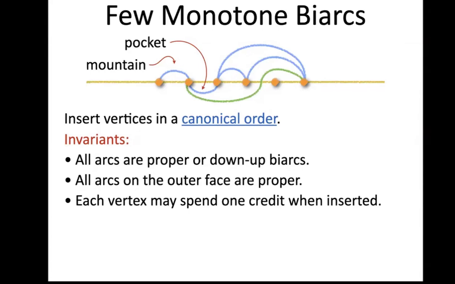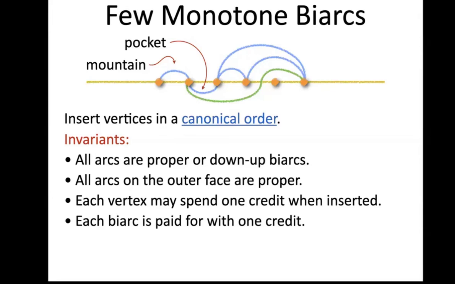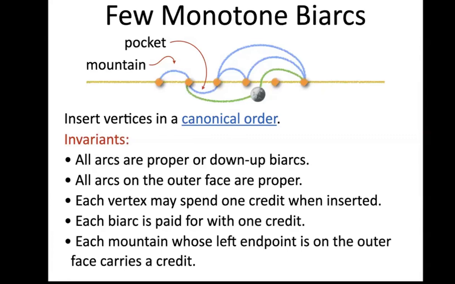Then each vertex may spend 1 credit when it's inserted, and that credit can be used to create biarcs. So every biarc needs to be paid for with 1 credit, and this is where the n minus constant bound comes from, right? That every vertex can essentially create 1 biarc. So for instance, this biarc here, somebody must have paid for it and put a credit there.